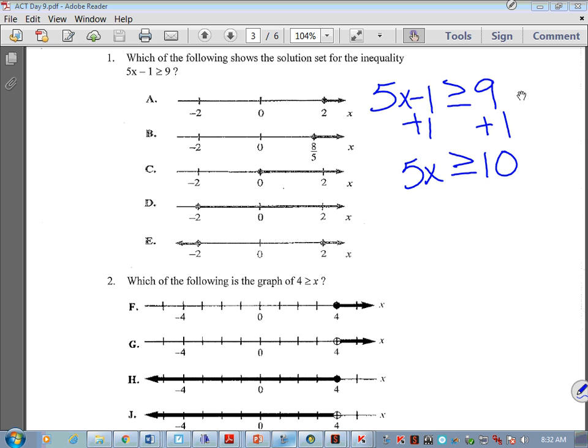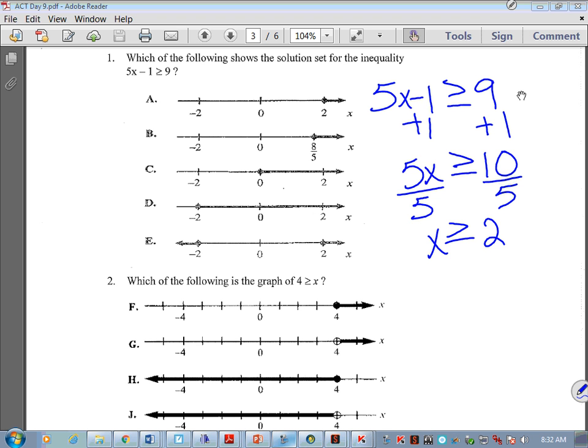Okay, I still want to isolate x. I need to get rid of the 5. How do I do that? Divide by 5 on both sides. So I'm getting x, and I'm going to keep my inequality going the same direction because I haven't divided by a negative, right? And I haven't multiplied by a negative. What's 10 divided by 5? 2. All right, so what we're seeing is that x is greater than or equal to 2.